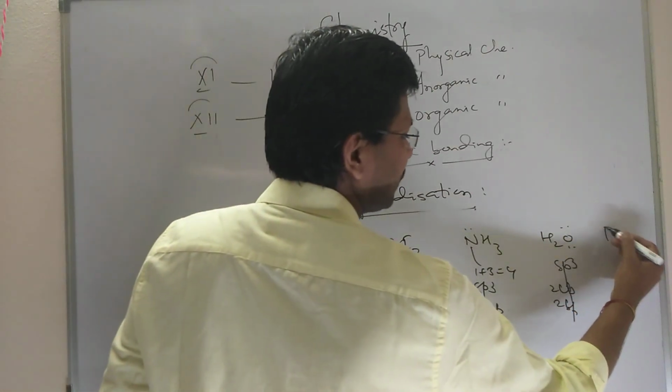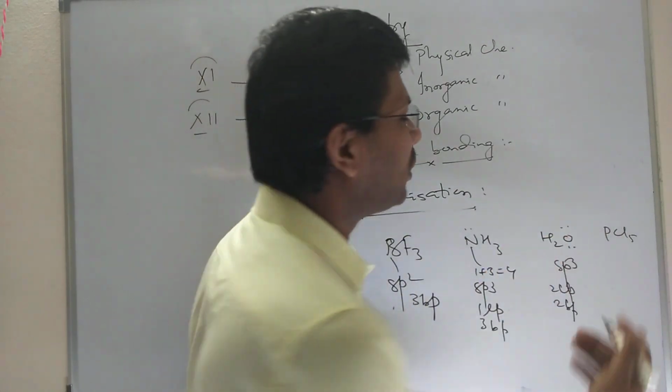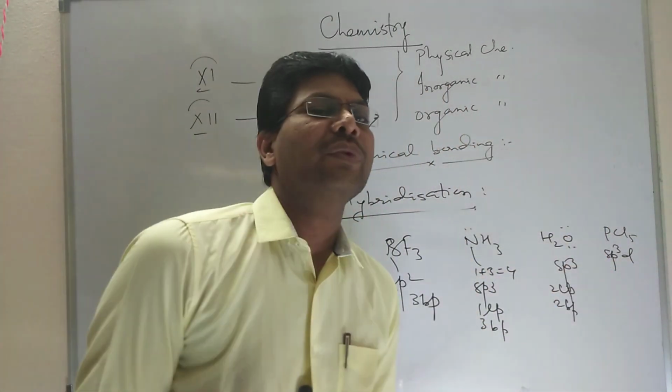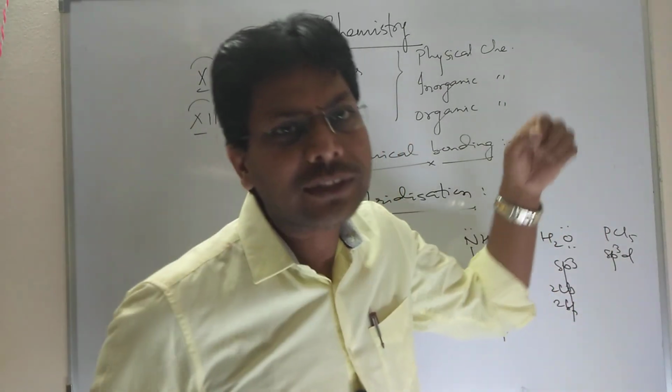Suppose they ask you about PCl5. Phosphorus has 5 valence electrons, it is forming 5 bonds, so it is sp3d. It is called trigonal bipyramidal. It has equatorial as well as axial bonds. Axial bonds are longer due to more repulsion.